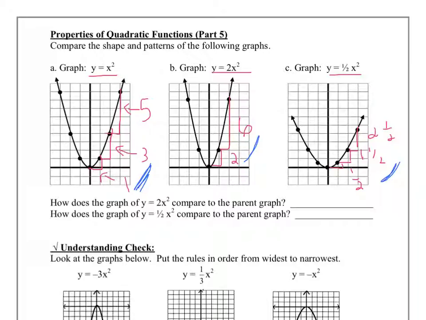How does the graph of y equals 2x squared compare to the parent graph? Okay, remember the parent graph is the original, y equals x squared. So here it looks like we're increasing by double. And then in the second question, how does the graph of y equals 1/2 x squared compare to the parent graph? So looking at the shape and the pattern, we're going up just by half.